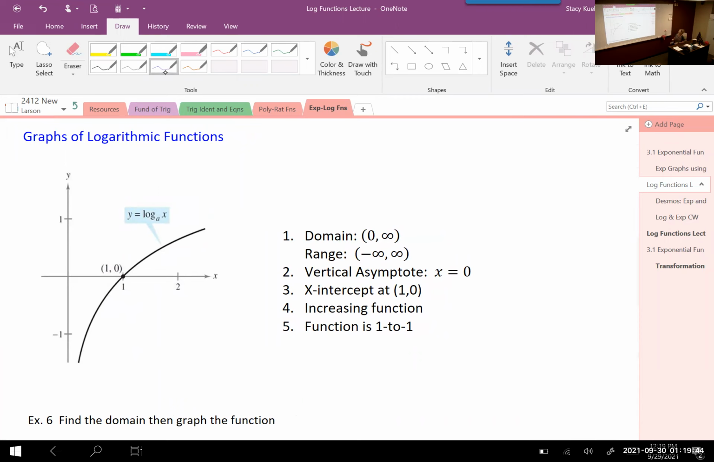Notice that on our log function here, it's an increasing function. The one that I have drawn is an increasing function. This is log base a of x. And it crosses through the point (1, 0). It has a vertical asymptote at x is equal to 0. So the domain of the function is going to be from 0 to infinity, and the range is going to be from negative to positive infinity.